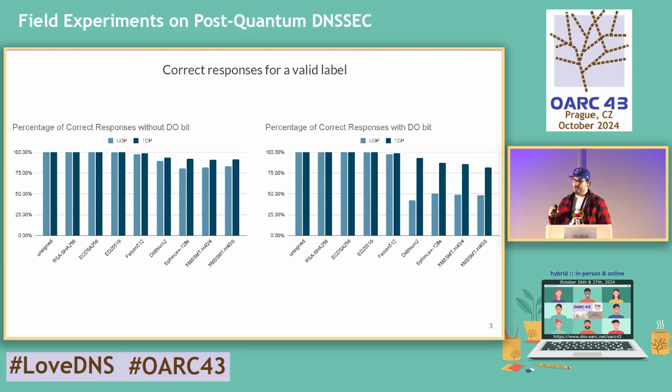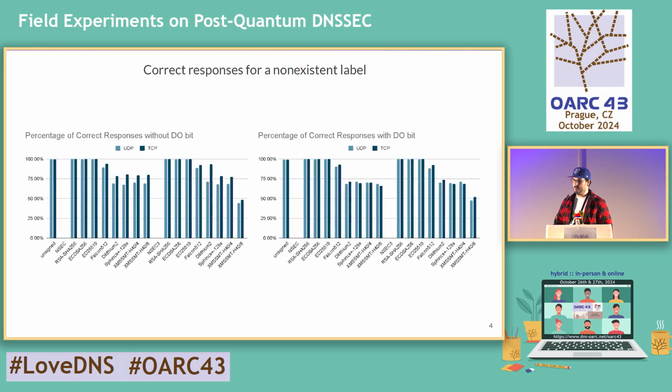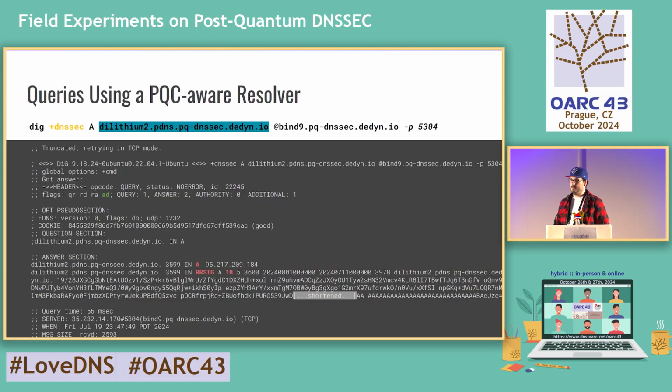But then, as you go into the post-quantum world, Falcon looks quite good, having the smallest signatures and public keys. But then, as soon as you hit Dilithium, SPHINCS, or XMSS, things start to fall apart. Particularly when the DO bit is set and you're using UDP, it gets really dire for getting correct responses. When we look at non-existent labels, it more or less says the same thing across NSEC and NSEC3, but as you go to those larger signature schemes, things just get consistently worse.